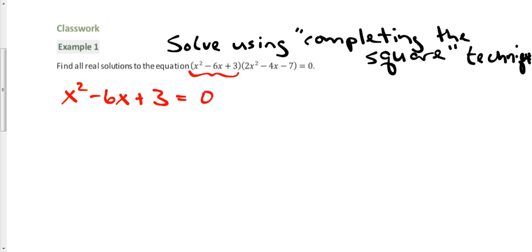Here's what I want us to do. First thing we're going to do is make the coefficient in front of my x squared equal to 1. It's already 1 here, so I don't have to worry about it. When I do the other one, though, I'll have to make that coefficient 1, and we'll show you how to do that in a second. So my coefficient in front of my x squared term is 1, so I'm happy with that. The second thing I want to do is get this 3 over here. So I just subtracted 3 from both sides.